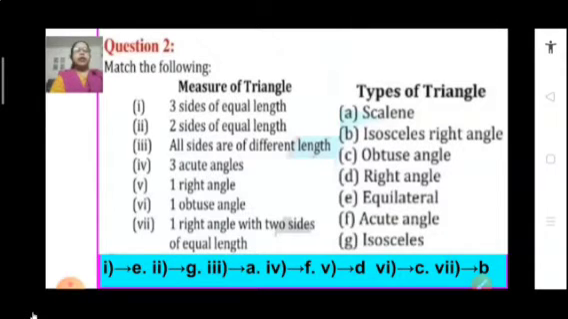Then fourth one, three acute angles, that means it is an acute angle triangle, option F. Then fifth one is one right angle, that means it's option D, right angle triangle. And then sixth, one obtuse angle, that means it's an obtuse angle triangle, option C. And seventh one, a right angle with two sides of equal length, that means it is an isosceles right angle triangle, that means option B.